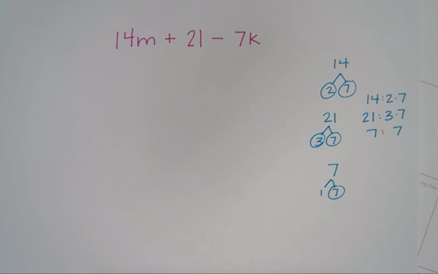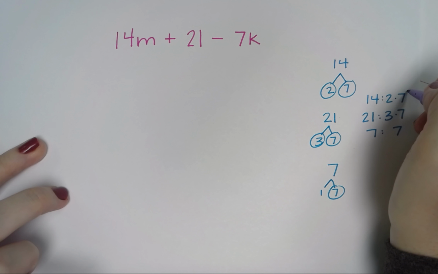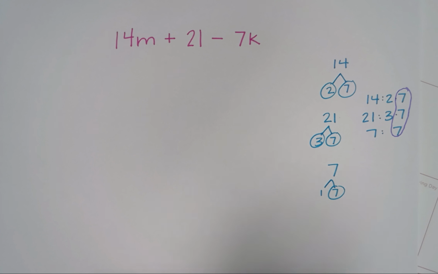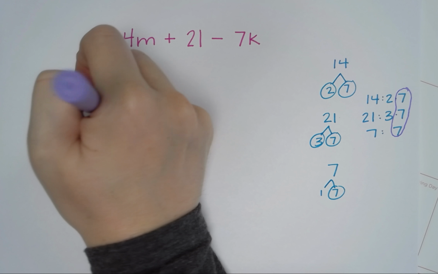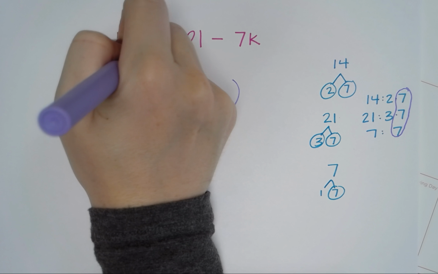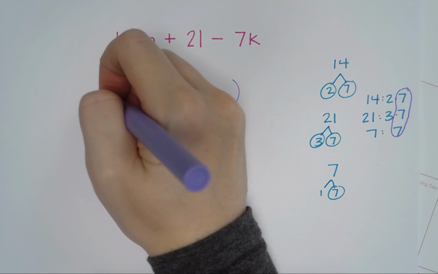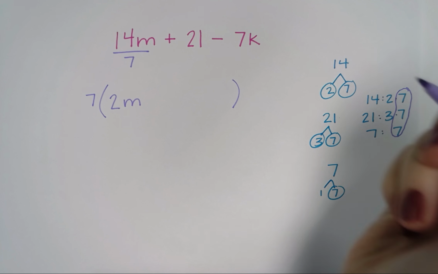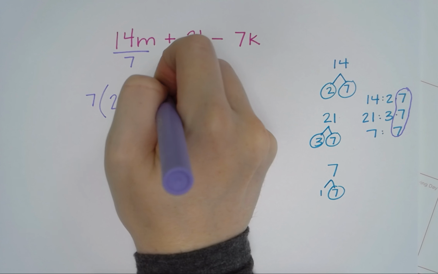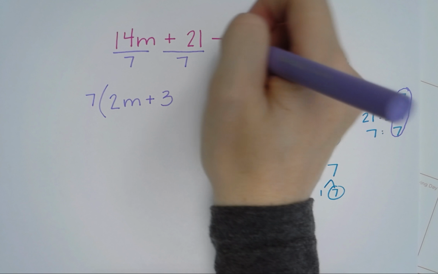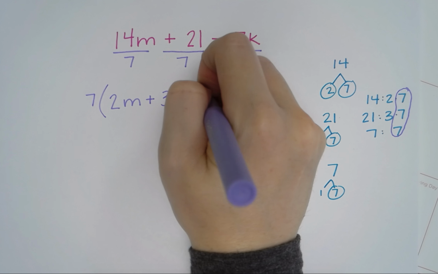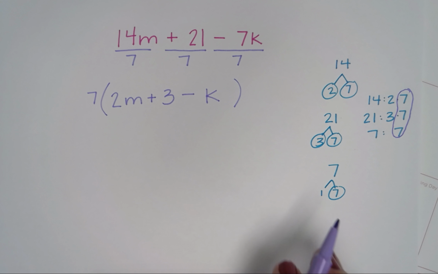Well, they only have one number in common, and that is 7. So that's the number I'm going to pull out. So I put 7 on the outside of my parentheses. 14m divided by 7 is 2m. Positive 21 divided by 7 is positive 3. And negative 7k divided by 7 is negative k. It's really just negative 1k, but we don't have to put the 1 there.